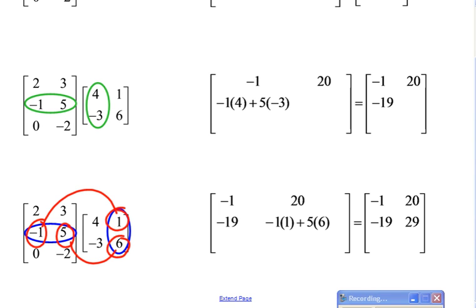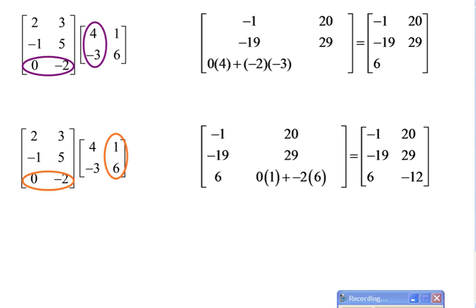So in the last row, the third row, we have 0, negative 2. And the first column again is 4, negative 3. So we're going to take 0 times 4 plus negative 2 times negative 3, which is positive 6. And then we're going to take the third row again times the second column. 0 times 1, negative 2 times 6, which is negative 12. So you can see our answer, as we figured out in the beginning, is a 3 by 2 matrix.